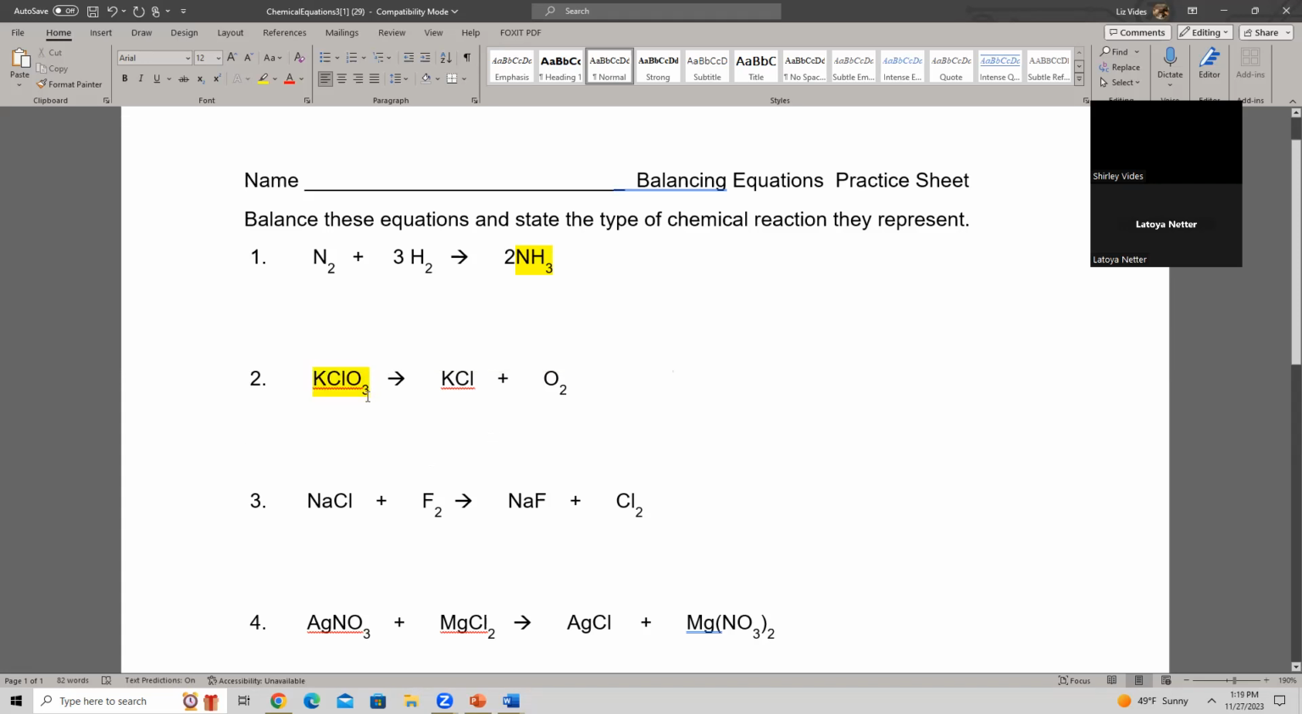Look, again, look at ClO3. Remember, we're looking at this one, comparing it to the others. O3, O2. There's no way we can balance unless we do what?